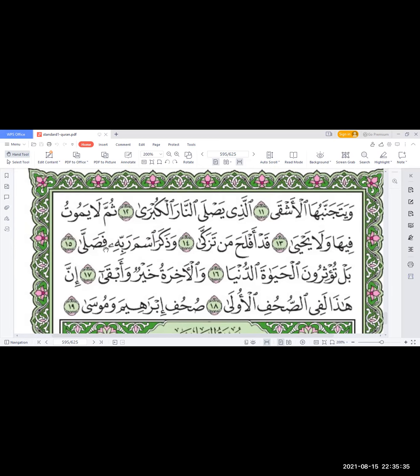The next word was wa dhakara isma rabbihi fasalla. Of course it has four words there. We have wa, then dhakara fi'il madi, he remembered. Isma rabbihi will be a mudaf ilayh, the name of his Lord. It's mudaf between isma and rabbi and rabbihi. And this becomes the maf'ul of dhakara. So he remembered the name of his Lord.